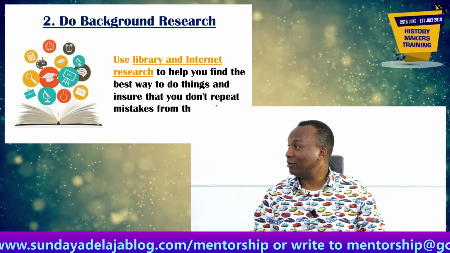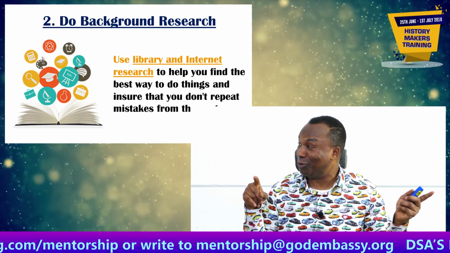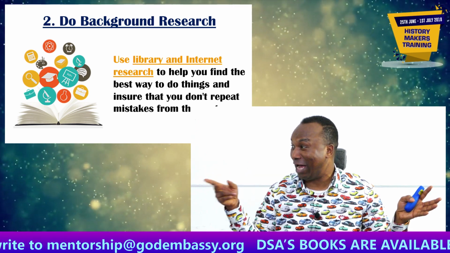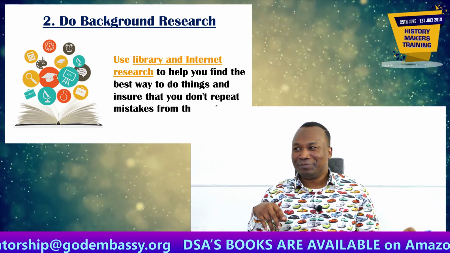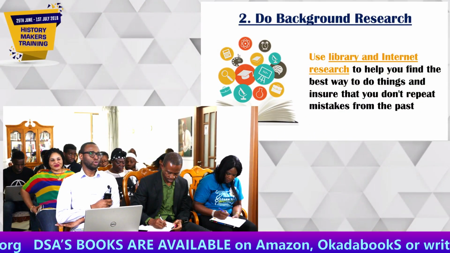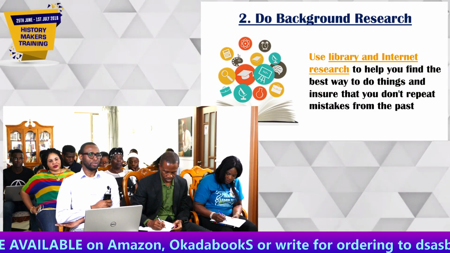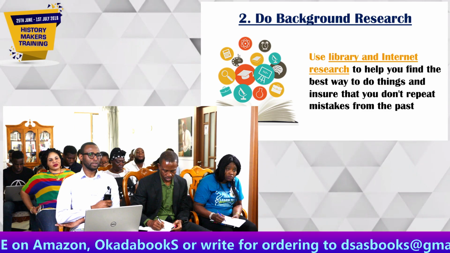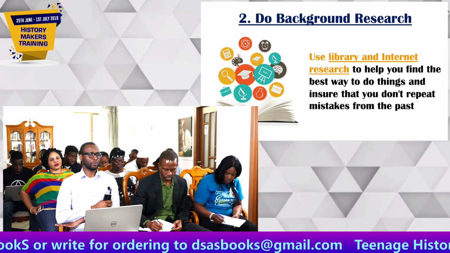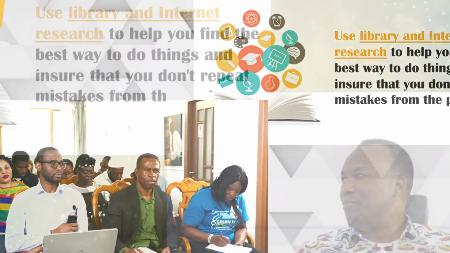So how does that look? As we are listening to it, we are going to refer it back to what is happening in Nigeria, because all this we are doing is because of Africa. So I'm going to ask you questions, or make you get ready. Number 2, step of scientific method: do background research. Use library and internet research to help you find the best way to do things and ensure that you don't repeat mistakes from the past. Beautiful stuff.